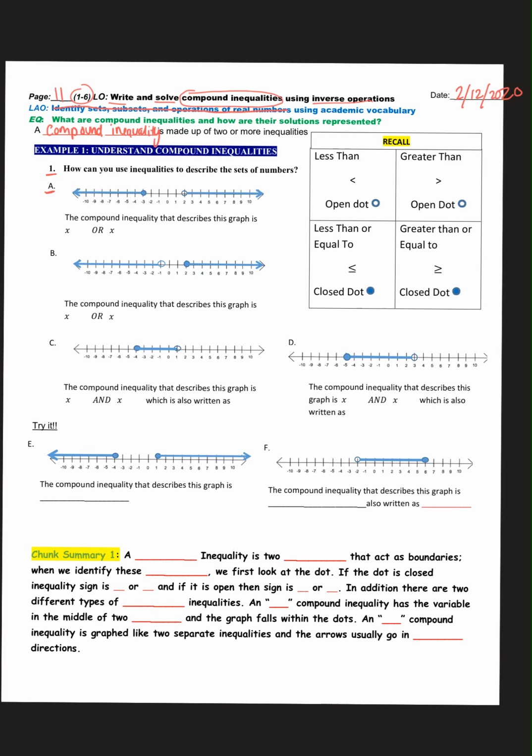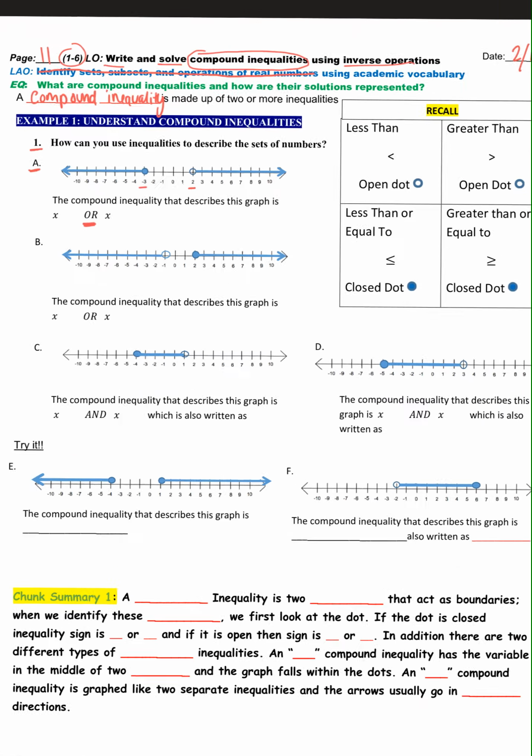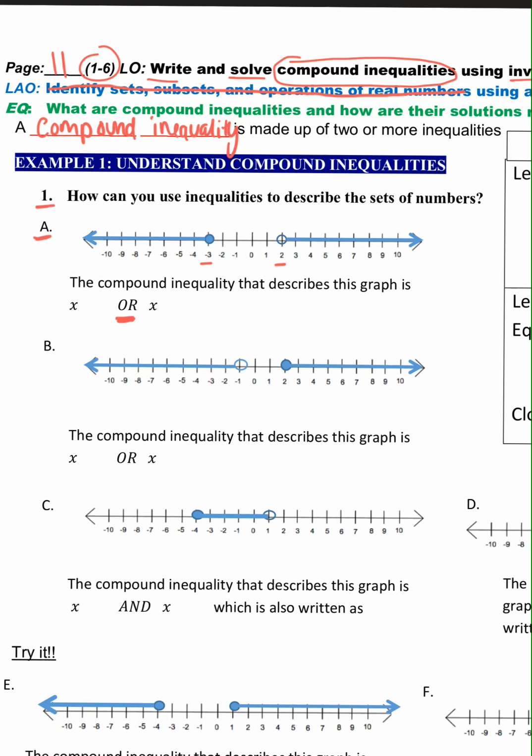It's more than one. So this first one is called an OR inequality because it has arrows going in opposite directions. So my first step when I do this is to identify where the dots are on the number line. I see -3 and I see 2. So I'm going to put -3 here and I'm going to say 2 here. Now my next step is to figure out which inequality sign goes in the blanks. I don't know what inequality sign goes there.